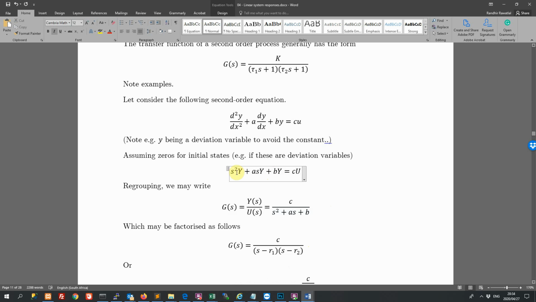Okay, so this is the Laplace domain expression for the same equation up here. You can see there's a Y in each of these terms, and so we can group each of these together, and we'll have (s squared plus as plus b) times Y, and that's equal to cU. So we can write Y divided by U is equal to c divided by that stuff, right? So c divided by that there. So just check the steps there. So that's our transfer function now.